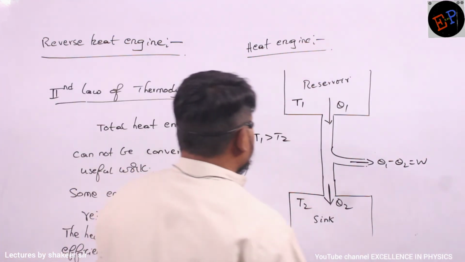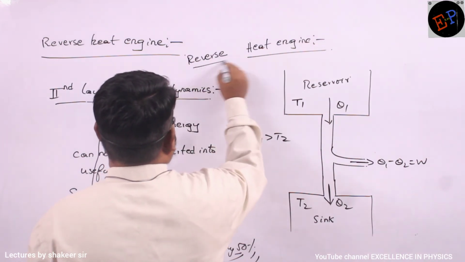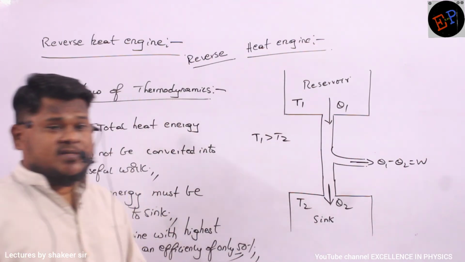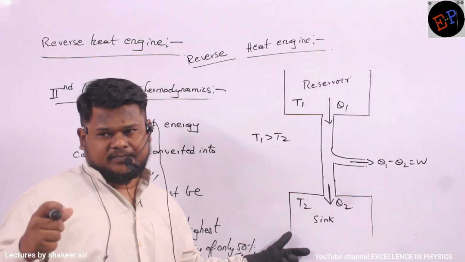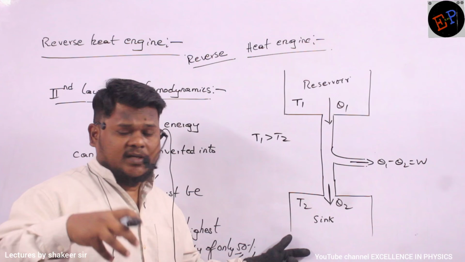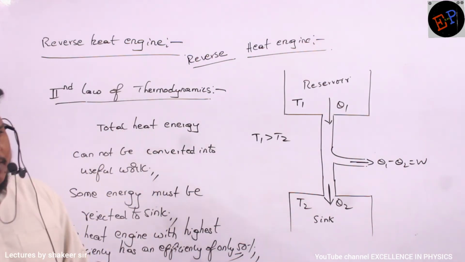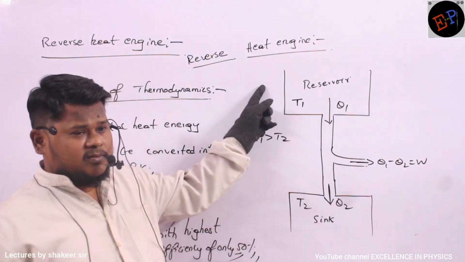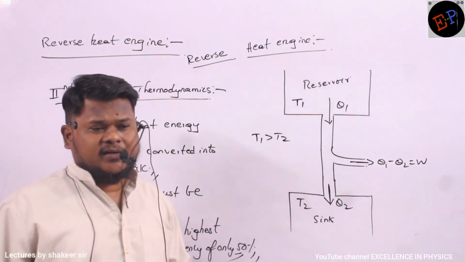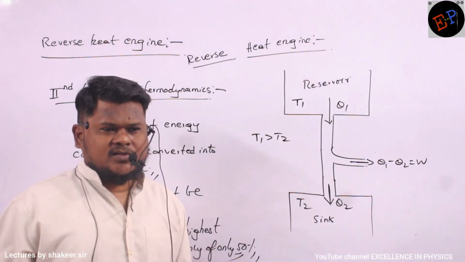But now we are studying the second type of heat engine, which is called the reverse heat engine. So what is meant by reverse heat engine? I want to take out heat energy from a cooler body and give it to a hotter body. Naturally, heat flows from which body to which body? Hotter body to cooler body. Here you need not spend any energy; external energy is not required.